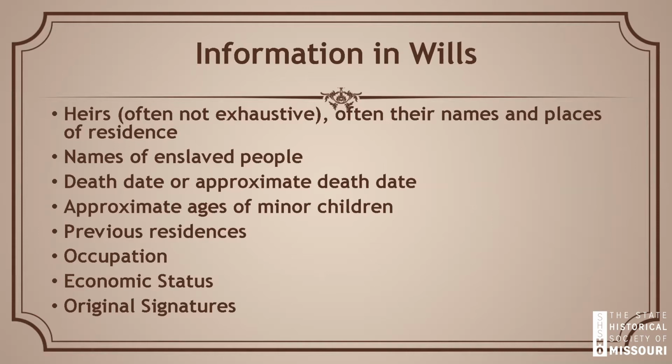Death date or approximate death date. If the will was presented for probate and it's right after it was written, you know that you've got an approximate death date. Approximate ages of minor children. Previous residences, and by that, minor children approximate ages, if they were under 21, is typically what I'm meaning there. Previous residences, I'm of this county, but I'm formerly of this county, is sometimes mentioned. Occupation. I, John Jones, farmer of this township in any state, U.S.